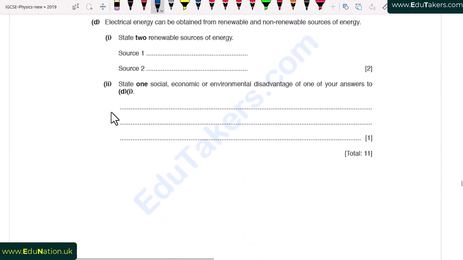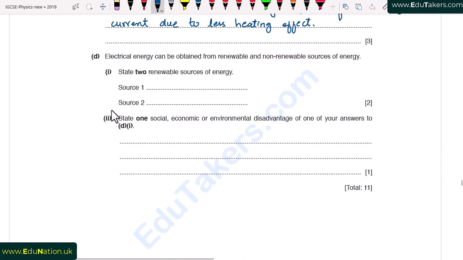Part D. Electrical energy can be obtained from renewable and non-renewable sources of energy. Part 1. State two renewable sources of energy. So first of all we have to know about the renewable sources of energy. These are the sources that can be used again and again, and we can obtain energy from these sources again and again. So the two renewable sources are actually solar energy and hydroelectric. So I write here solar energy, the energy that we obtain from the sun, and the second one is hydroelectric.